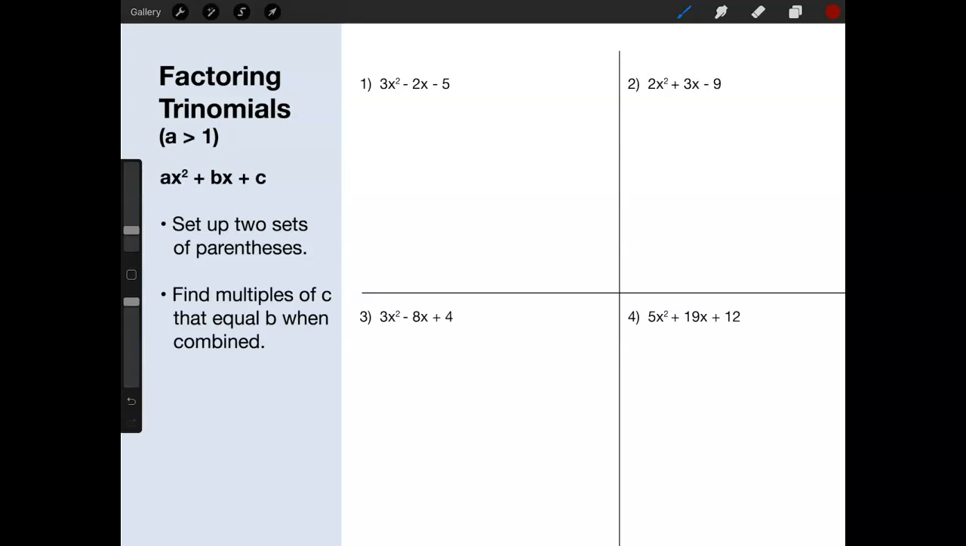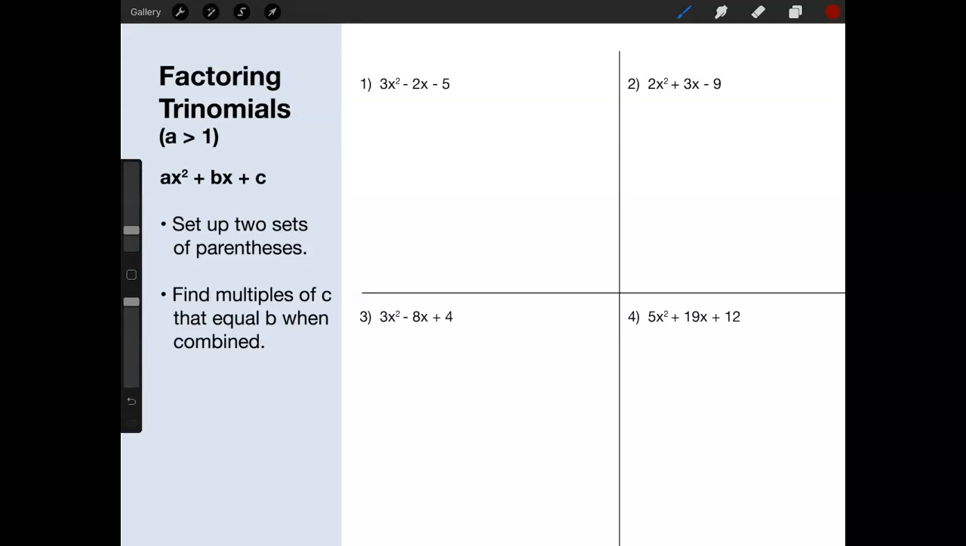Standard form for a trinomial is ax squared plus bx plus c. We're going to need to set up two parentheses after we find the multiples of c that when combined equal b. I have four examples here to help illustrate.